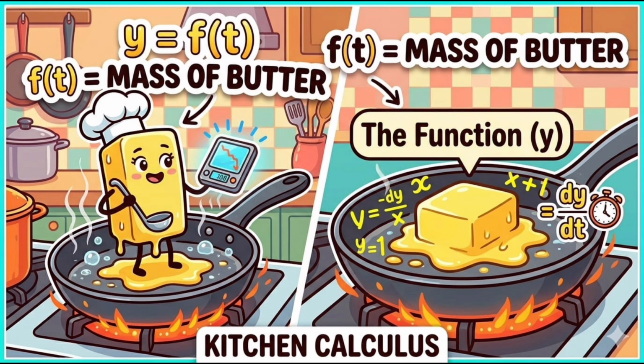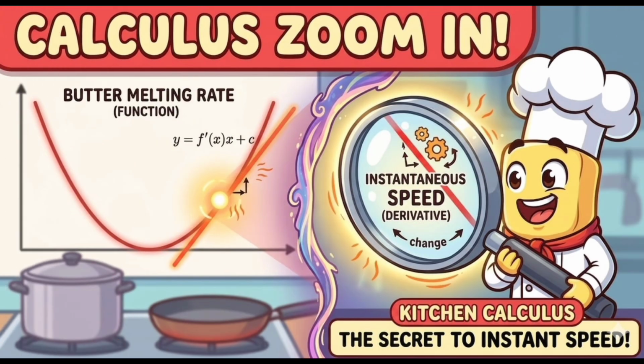Think about your kitchen. Cooking is full of rates of change, which is exactly what differentiation is all about. Take a cold stick of butter in a hot pan. It doesn't disappear instantly. It melts at a specific rate. As the pan gets hotter, that melting rate changes. If you wanted to know exactly how fast it's disappearing at the 5-second mark, you would need calculus.